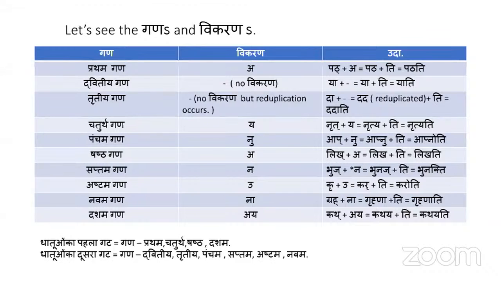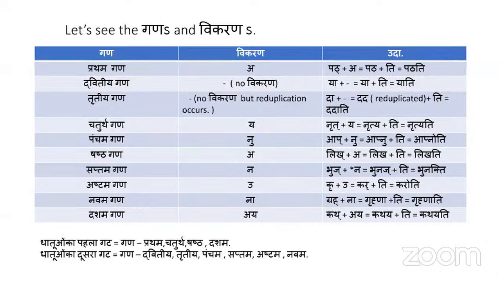Next is chaturthagan. For Chaturtha Gan, the Vikaran is ya. Now see the example. Here the example is nrut. Root is nrut. Nrut means to dance. You know very well. So nrut plus ya. See, ta halanta is there. So after adding ya, it becomes nritya. So nritya is the anga of the root nrut. After that we can add any ending. Here I have added ti. So nritya plus ti, it forms nrityati.